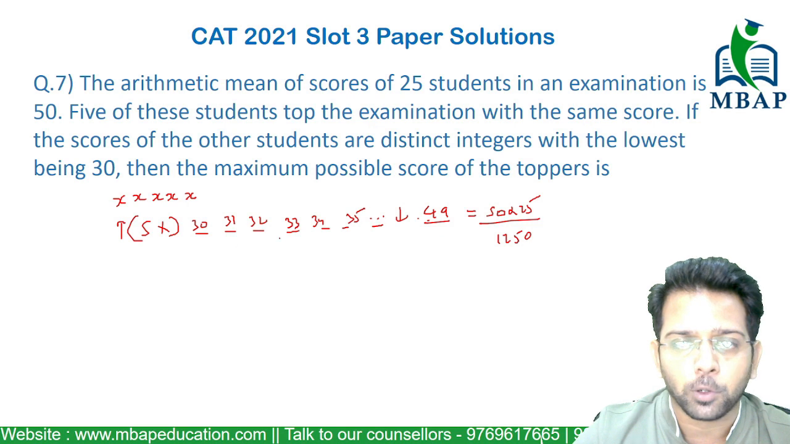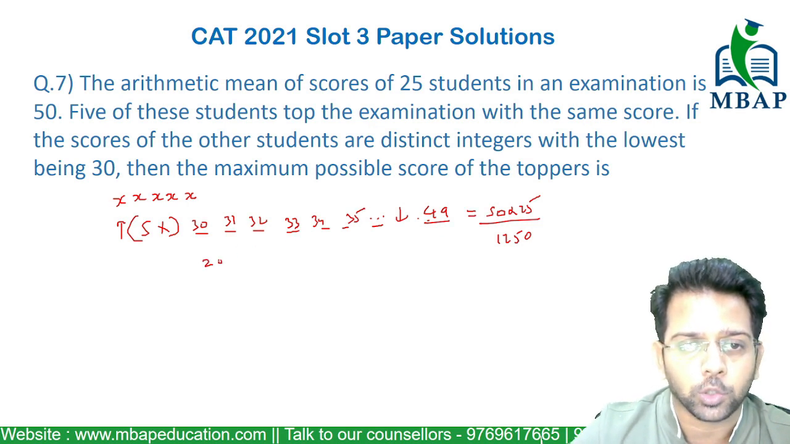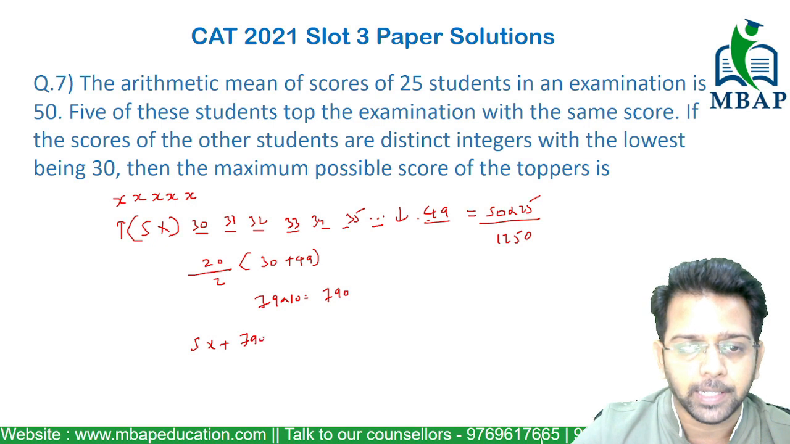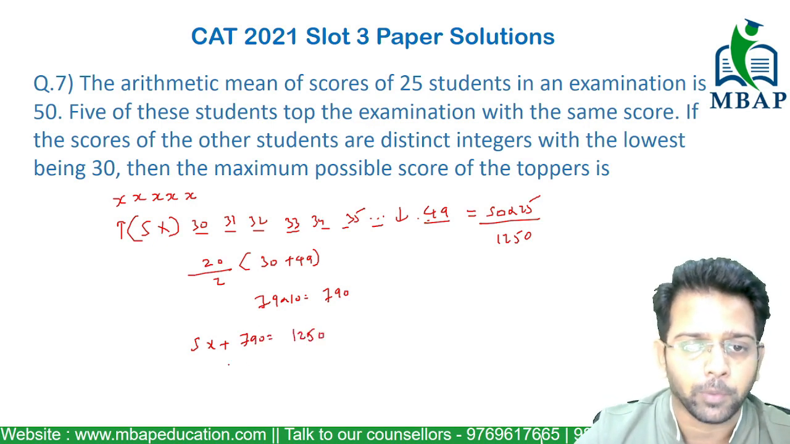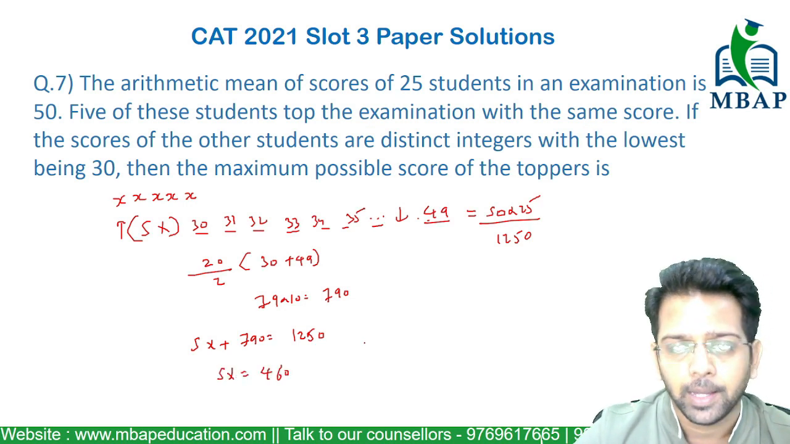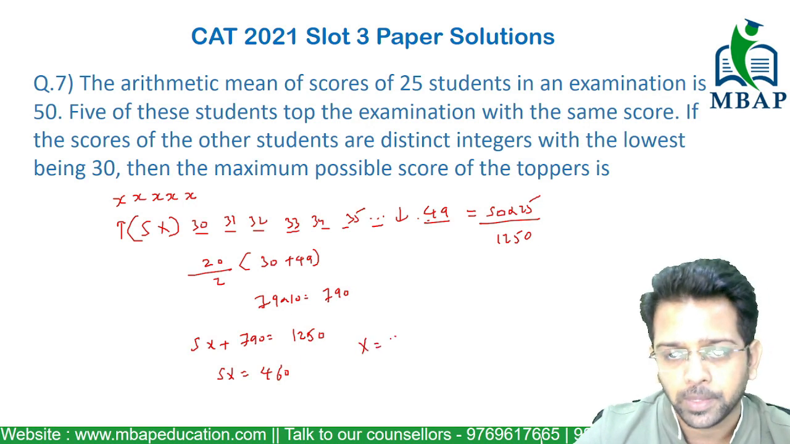Now if you take the sum of 30 to 49, they are in AP, so you can consider this as n by 2, first number plus last number, which is 20 by 2 into 79, which is 790. So 5x plus 790 is becoming 1250. So the value of 5x will be 1250 minus 790, which would be equal to 460. And the value of 1x will be equal to 92.